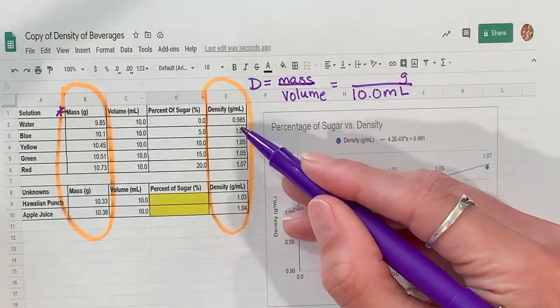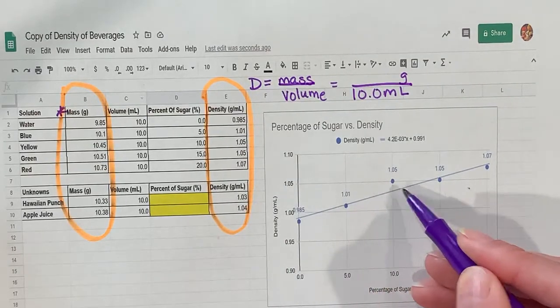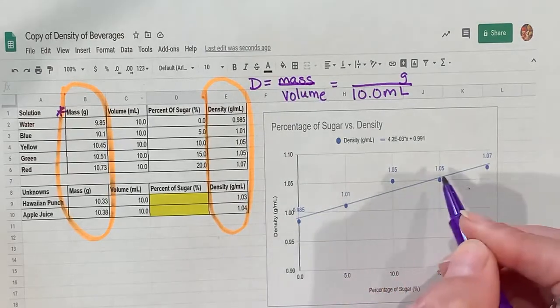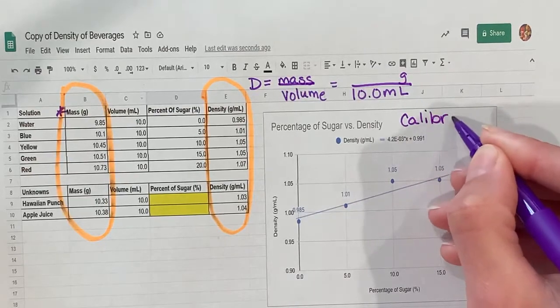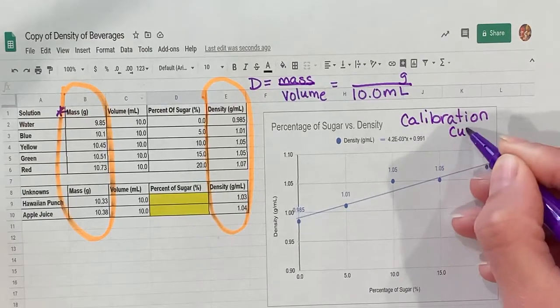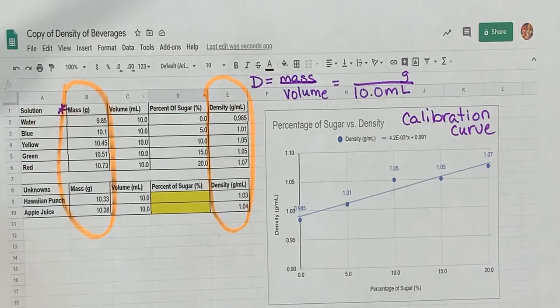As you enter these numbers into your computer, you should start seeing a graph form over on this right side, okay? This type of graph is called a calibration curve, okay? A calibration curve is a situation where we take something that we know and we use it to determine something that we didn't know.